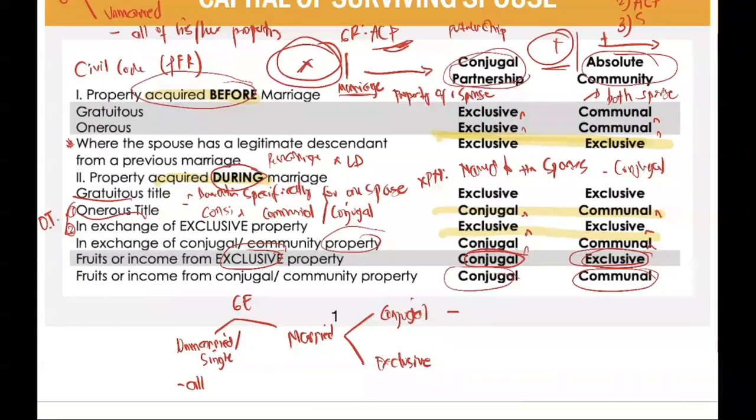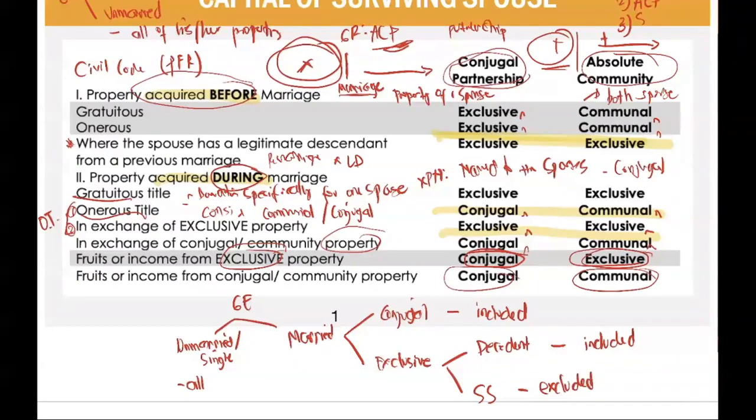Conjugal property should be included. Exclusive property, you need to determine, is that the exclusive property of the decedent or the exclusive property of the surviving spouse? If that is considered an exclusive property of the decedent, it is considered included. But if that is an exclusive property of the surviving spouse, it is considered excluded.